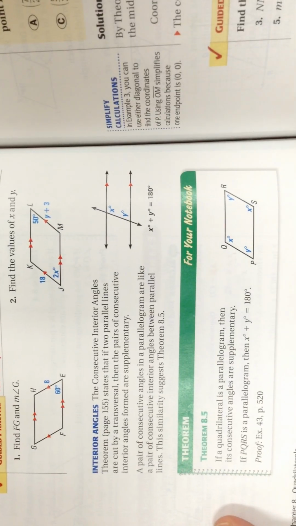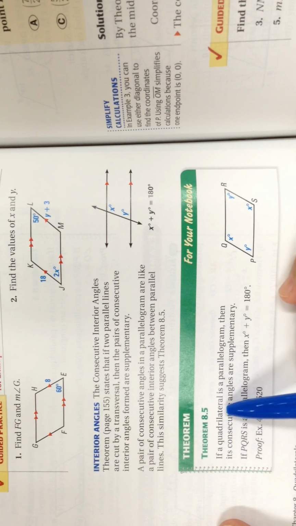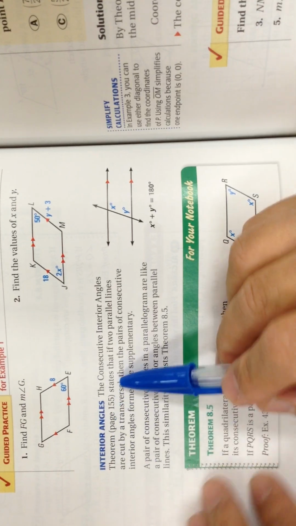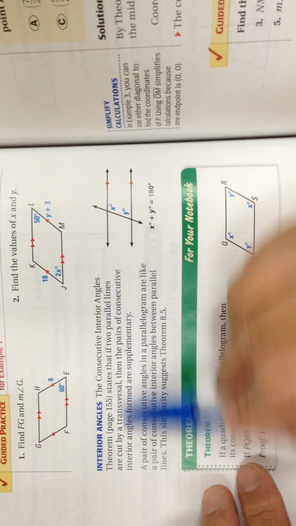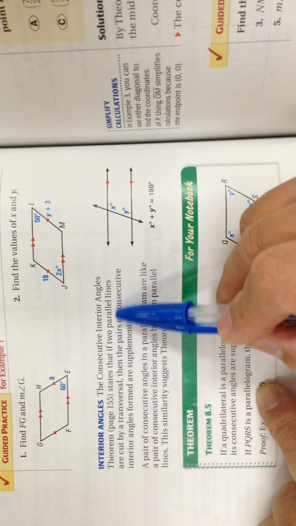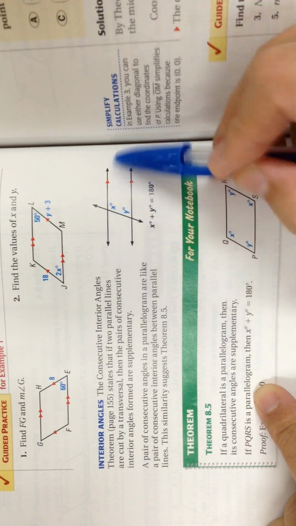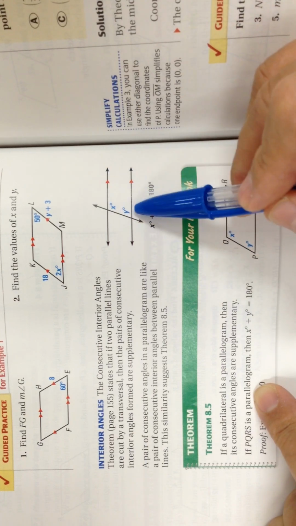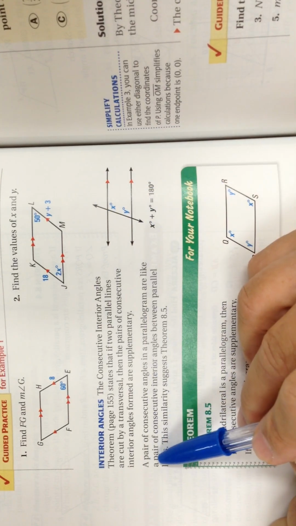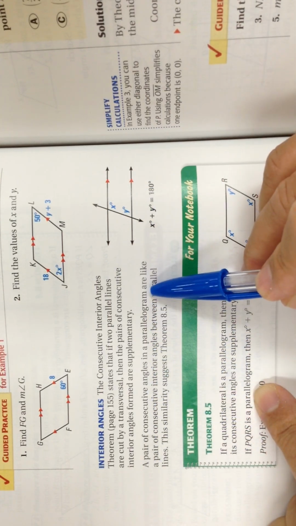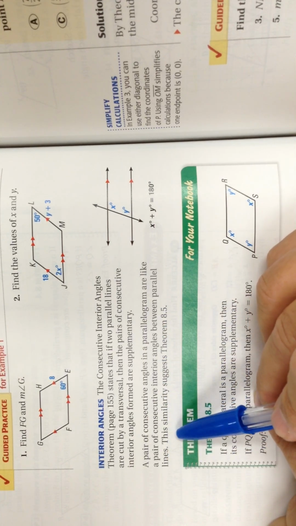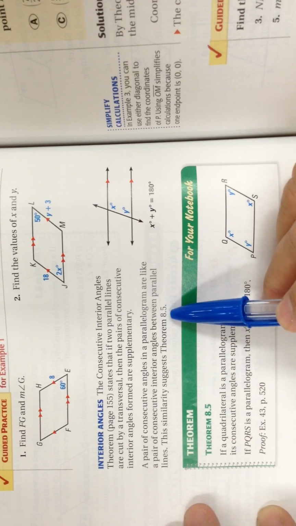Okay, so now the next theorem, 8.5. Here, let's go back up here. Consecutive interior angles: the theorem from page 155 states, if 2 parallel lines are cut by a transversal, then the pair of consecutive interior angles formed are supplementary. Okay? A pair of consecutive angles in a parallelogram are like a pair of consecutive interior angles between parallel lines. This similarity suggests theorem 8.5.